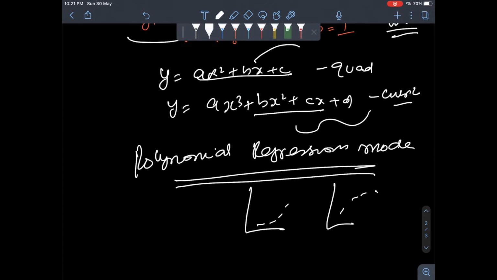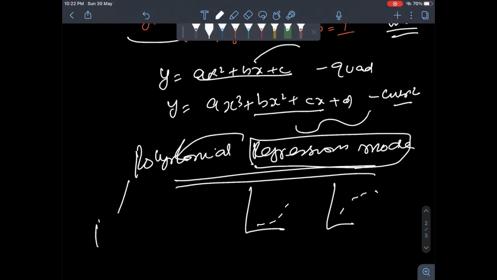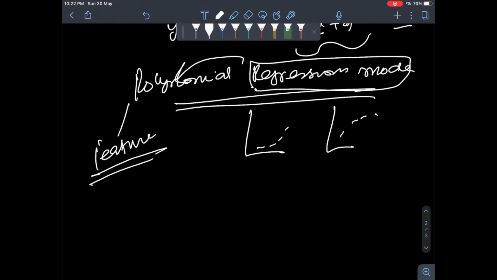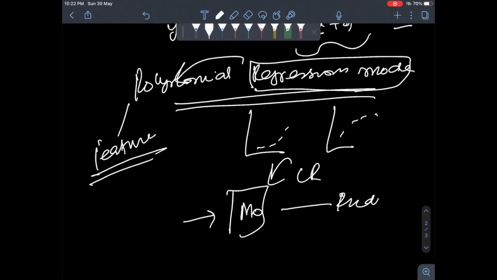We don't need a special polynomial regression model. We just need a regression model which has the polynomial features. So we need to generate the polynomial features first. Then we need to train the model, the same model that was in linear regression, and then we need to predict. All we need to do is to get those features. So what features do we need?